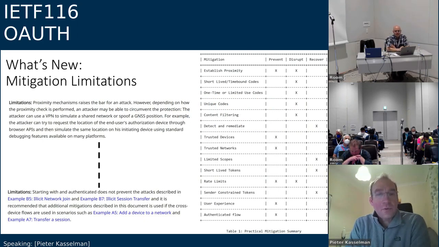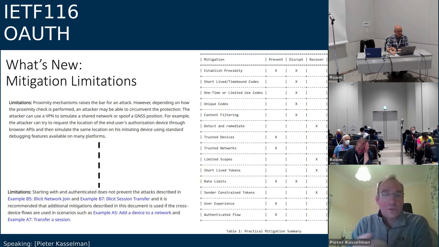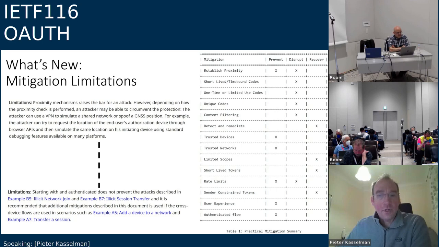The other piece that we added is the mitigation limitations. I think it was pointed out that we're writing these mitigations, and even though we make the point that they're not foolproof, we should give some guidance on what the limitations are. When is it that they don't work? For which attacks would they not work? So we added a section explaining a little bit more about those for each of the mitigations as well.